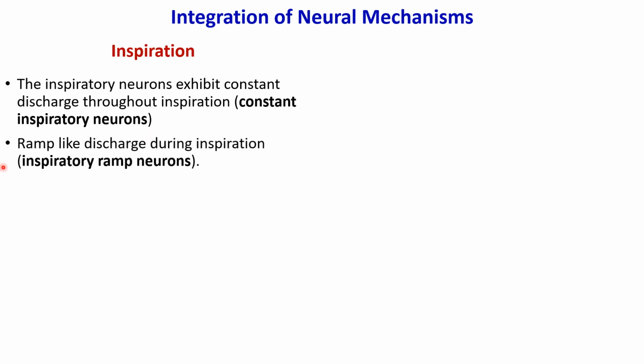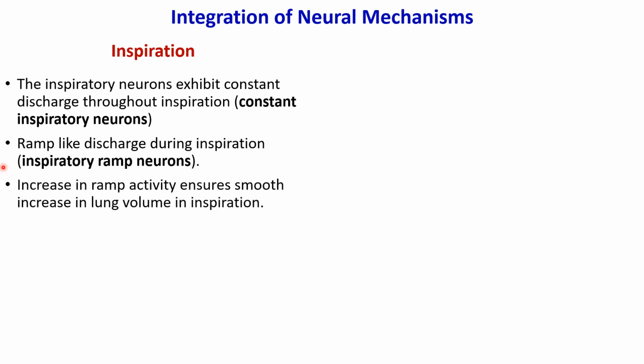And then the ramp-like discharge during inspiration: the inspiratory ramp neurons, mainly the central pattern generators, are responsible for that. Along with that, the DRG is also responsible. Whatever signals the human is getting from the different stretch receptors present around the lung and the chest, and also the chemical sensors, they send information to the DRG, and this gives a ramp-like discharge always till the end of life.